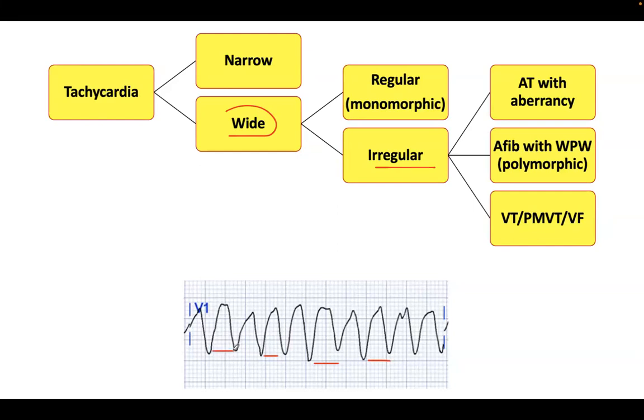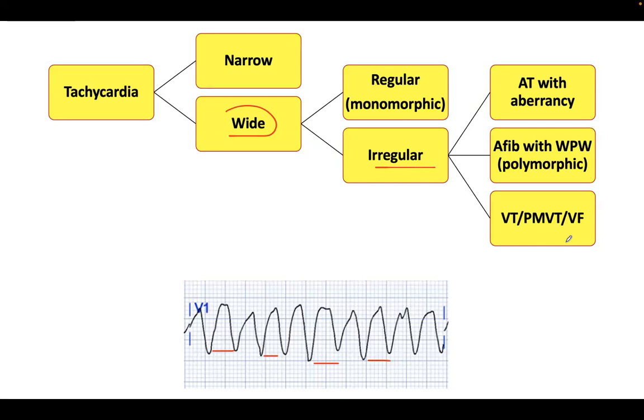Okay. So it's subtly irregular. So anyways, if you believe it's irregular, then you have this differential: atrial tachycardia with aberrancy, AFib with WPW, or VT, polymorphic VT and VF. So you have these 3 main differentials. Remember, the differential is almost always very brief when it comes to tachycardias, okay?